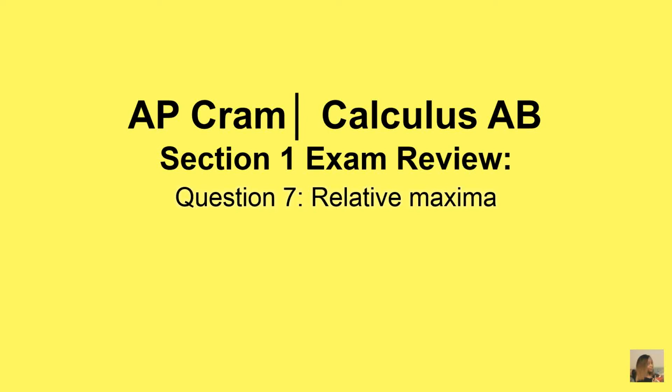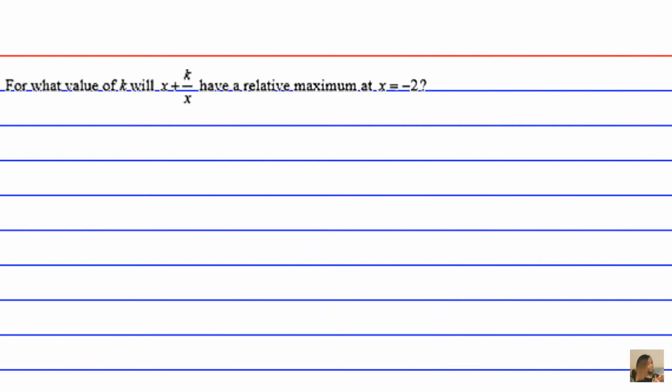AP Cram, Calculus AB, Section 1 Exam Review. Question 7, Relative Maxima. For what value of k will x plus k over x have a relative maximum at x equals -2? Is it A, -4, B, -2, C, 2, D, 4, or E, none of these?